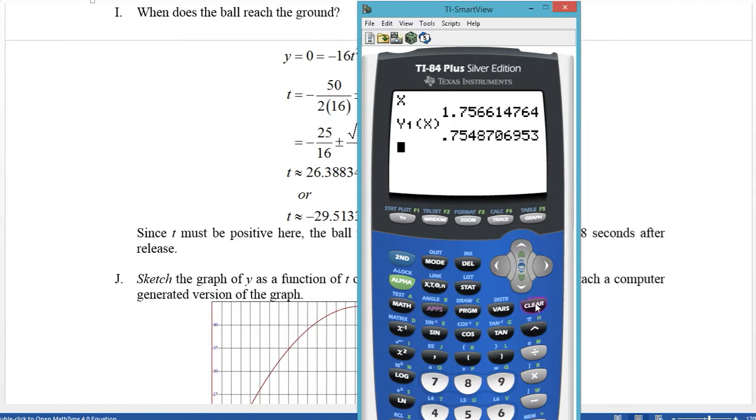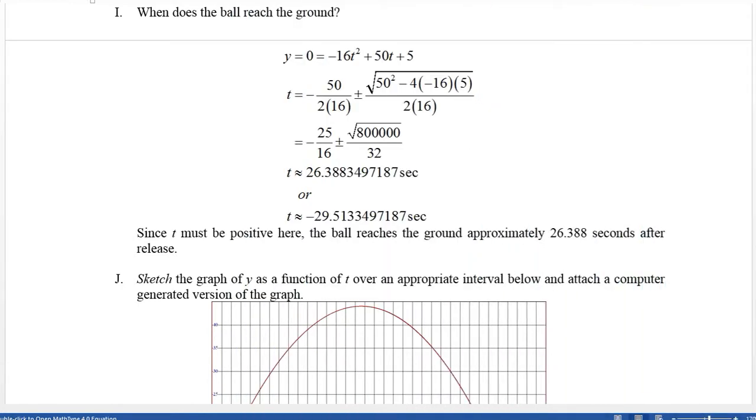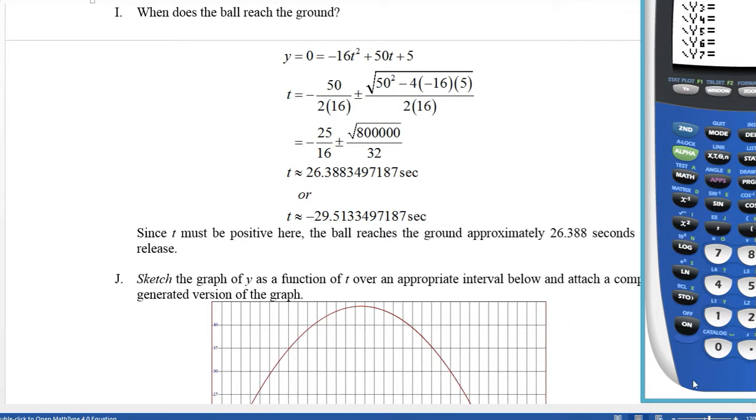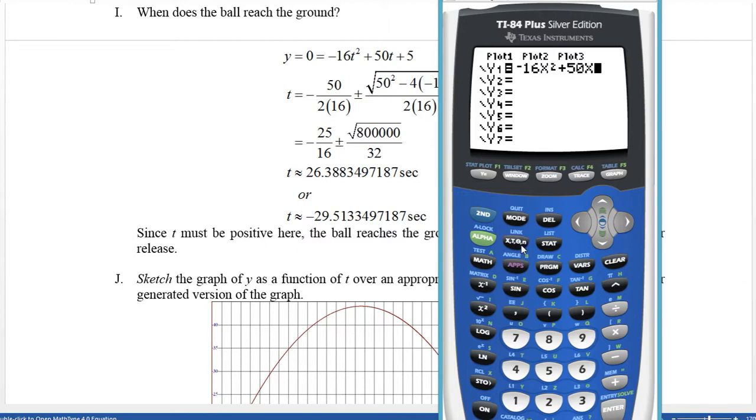So let's look at this. Let's put this in here and get a graph. Negative 16. We have to change to x's. X squared plus, was it 50? X plus 5, and let's just graph this. Let's pick that same window and see if this is right.